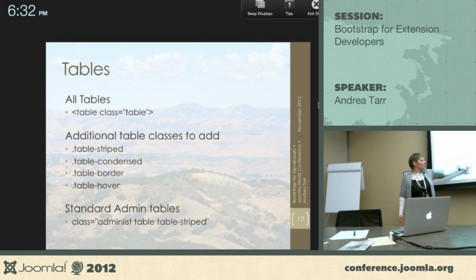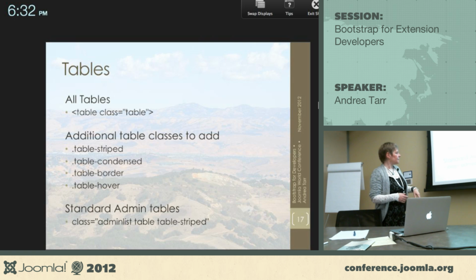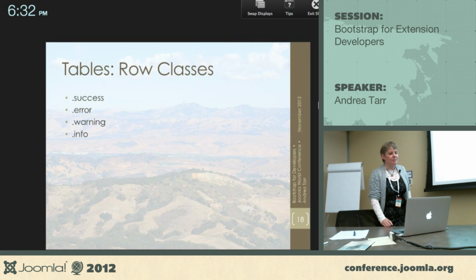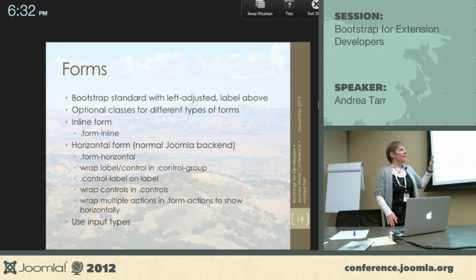What I'm suggesting here is if you're in the back end, add admin list to it too, which is the old version, and that will help a little bit if you're trying to do it in multiple places. Now in the rows themselves, you also have these success, error, warning, info classes that you can add to do some things like coloring. So that's sort of tables.